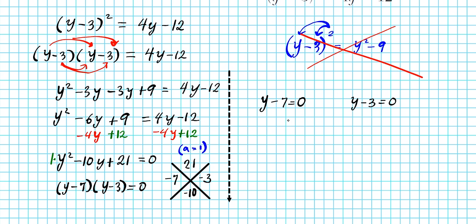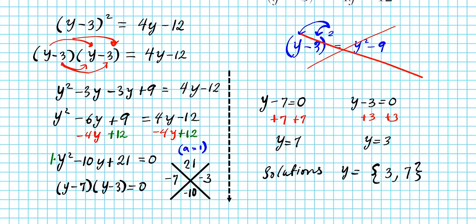The first equation, just add 7 to both sides, is a one-step equation. So we have y equals 7 as our answer. The second one, you add 3 to both sides, and you have y equals 3 as your second answer. Okay, so our solutions are y equals, you can put it in set notation, 3 and 7. Or you can say y equals 3 and y equals 7. Those are our answers.